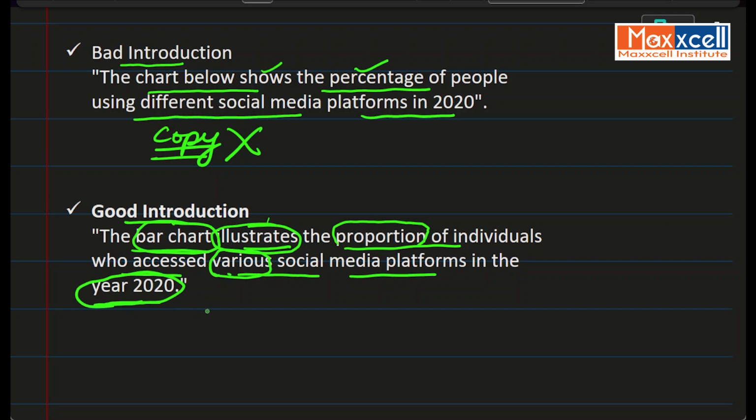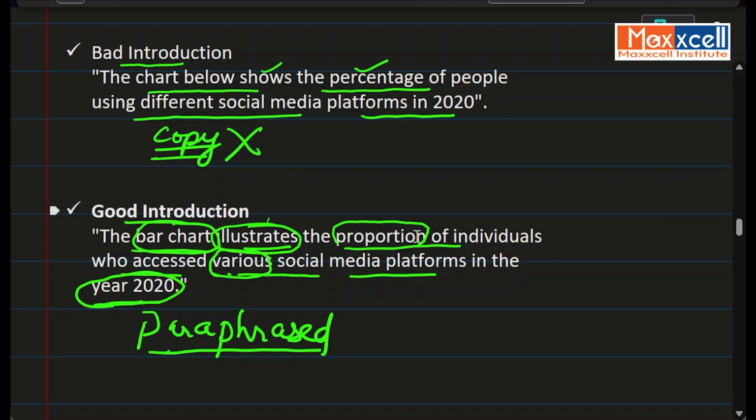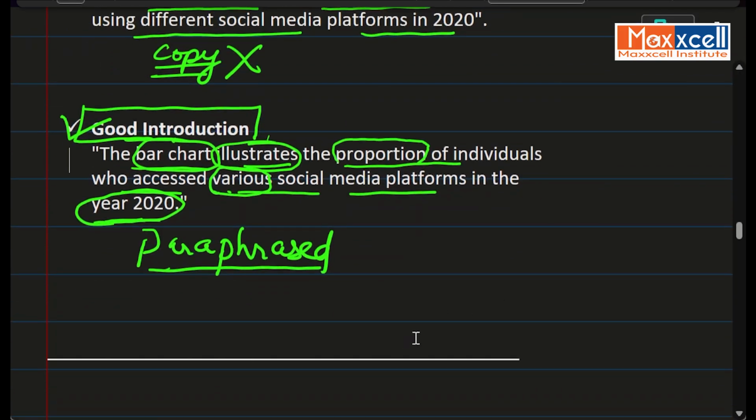So automatically this becomes a good introduction. What has happened here is that you have paraphrased the introduction. This is something which you need to go with, and something you need to highlight here to make a good introduction. This is how you need to write the introduction so that you get good marks and your score increases.